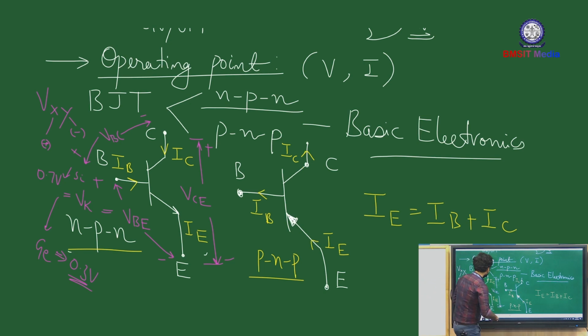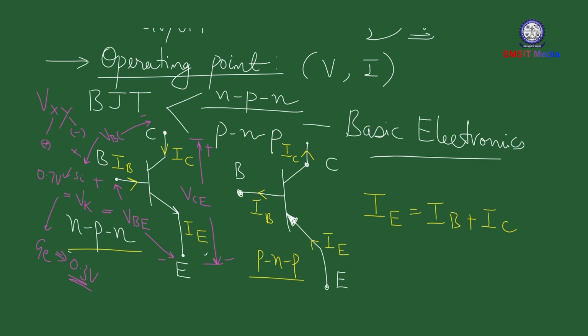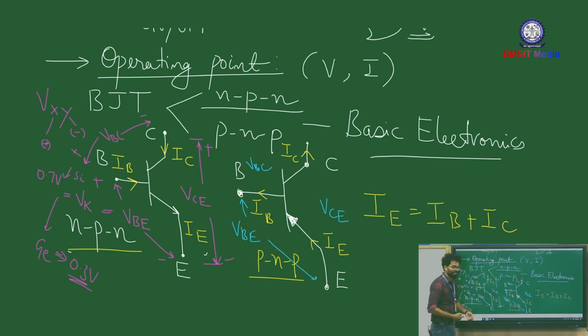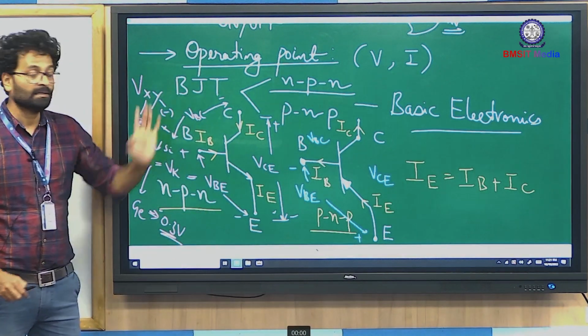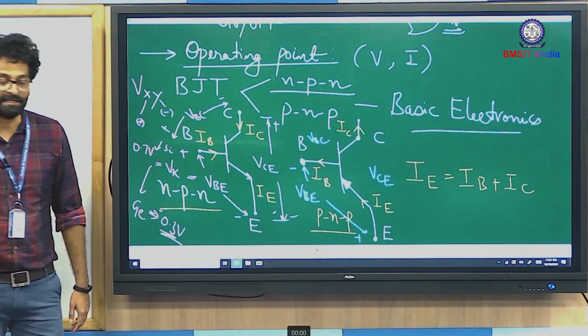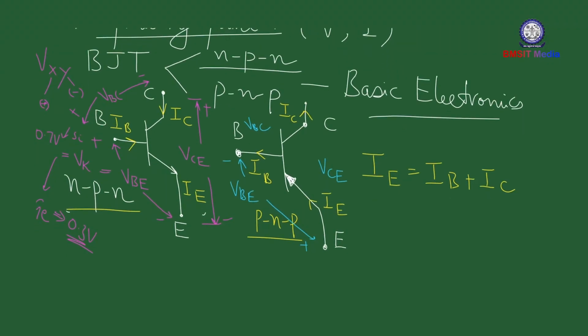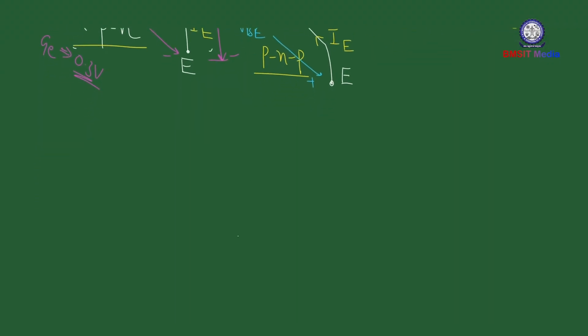Similarly, you can mark the terminal potentials for a PNP transistor as well. The only difference is that you have to interchange the polarities. For example, for one potential I'll write, over here base will be at lower potential and emitter will be at higher potential. You just have to reverse the polarities of voltages and reverse the current directions. Alright. So this is about the various transistor currents and voltages.